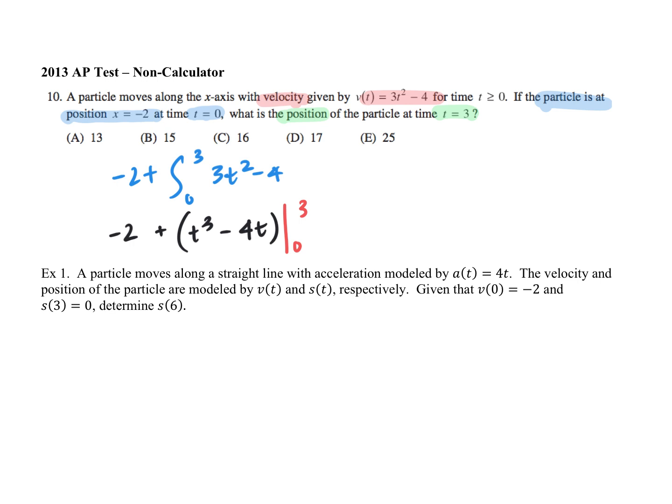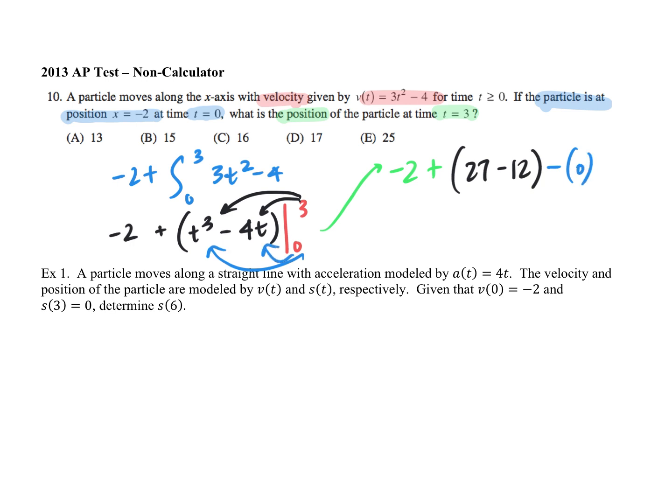Good job. My -2, he chilling. We got a -2 plus. What's my upper bound going to get me? 9 minus 12. Careful, 3 cubed. 27. 27 minus 12. And then Mr. Nelson saying when I plug in 0 minus 0, it's just going to get me a 0 still. Agreed. The -2 on the outside. Agreed, that my initial starting point is not affected by my displacement.